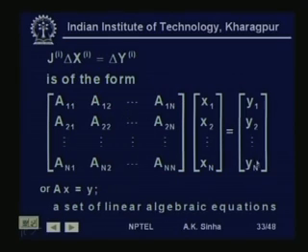So, this is a set of linear equations form, and since this Jacobian matrix will also be a sparse matrix, because it depends on the elements of the Ybus matrix, sparse matrix techniques are used to solve this equation.